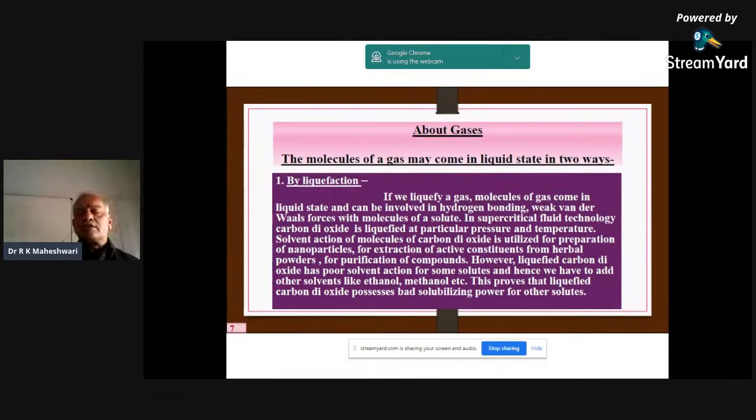In supercritical fluid technology, carbon dioxide gas is liquefied at particular pressure and temperature. Solvent action of molecules of carbon dioxide is utilized for preparation of nanoparticles or extraction of active constituents from herbal powder or purification of compounds, etc. However, liquefied carbon dioxide gas has poor solvent action for some solutes, and hence we have to add other solvents like ethanol, methanol, etc. This proves that liquefied carbon dioxide gas possesses bad solubilizing power for other solutes.